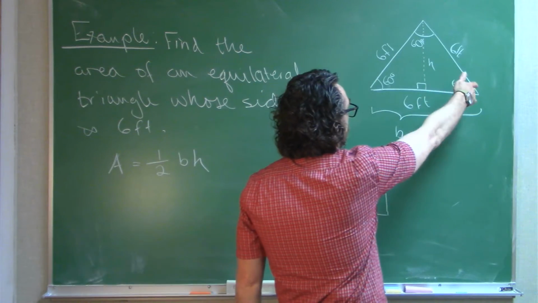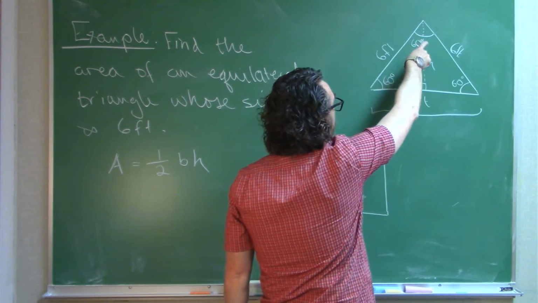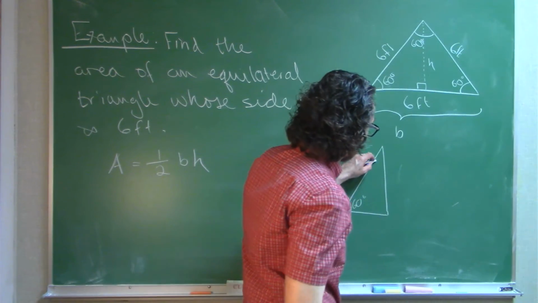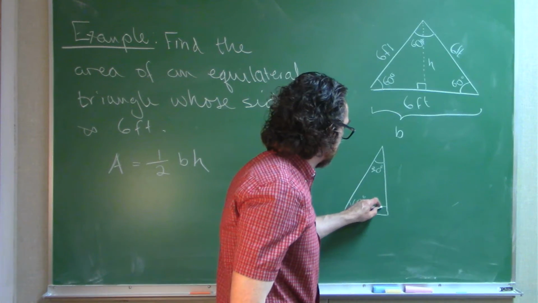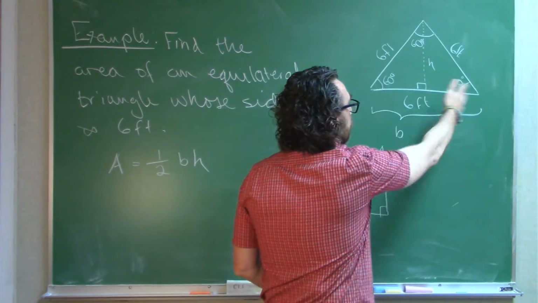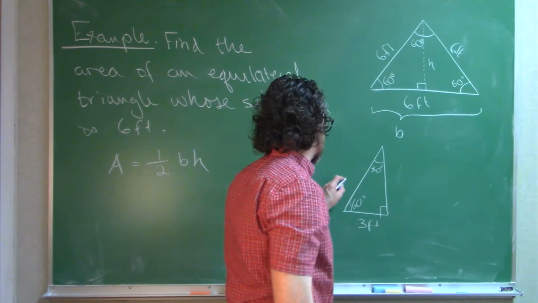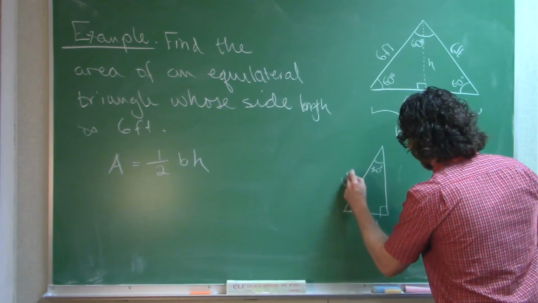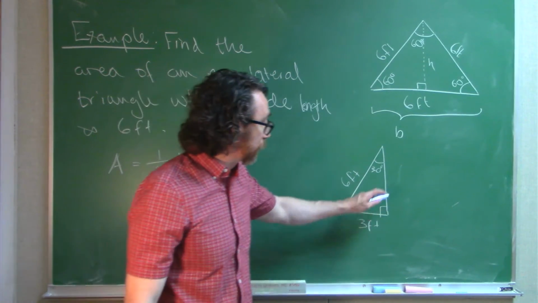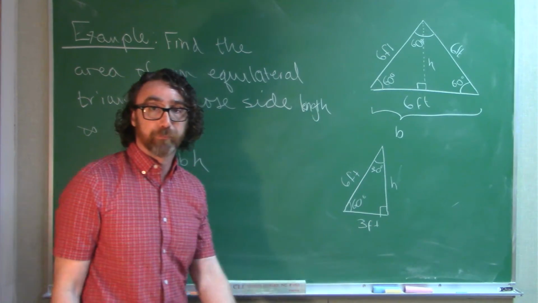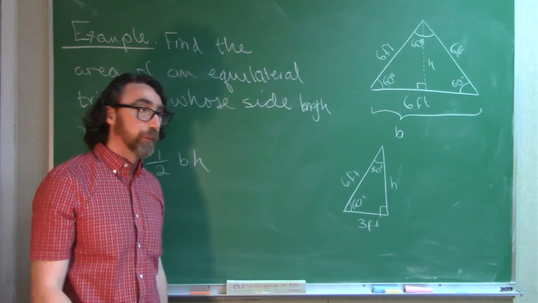Now, if this is 6 feet, and I'm going from the base to the apex there, I'd have to cut this angle in half, right? So I'd have a 30-degree angle there. Going from here to here, that's 6 feet, that must mean this is 3 feet. This is 6 feet. There's a couple of ways we can do this. I'm interested in this height right here, so I can use my trigonometry.